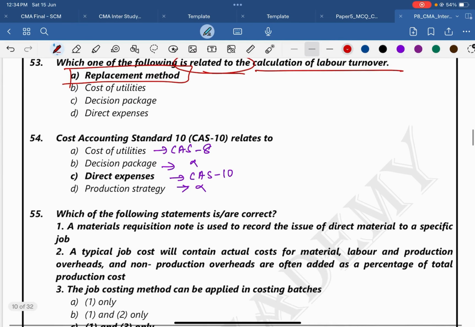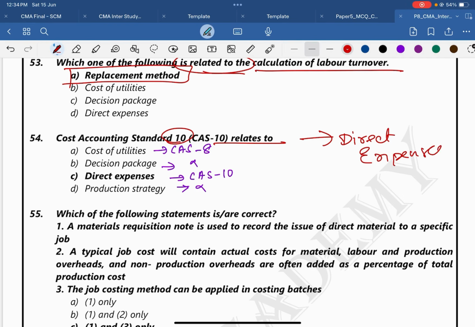Then 54. Cost accounting standard 10 relates to. Cost 10 is related to direct expense. Previously, I think somehow I wrongly mentioned the direct expense as cost 4. As it is cost 4, it is not a computation part. Cost 10 is only direct expense. So here another MCQ may be tested. Cost 8 is cost of utility. Cost 10 is direct expense. There is none for decision package. There is no cost accounting standard for production strategy.